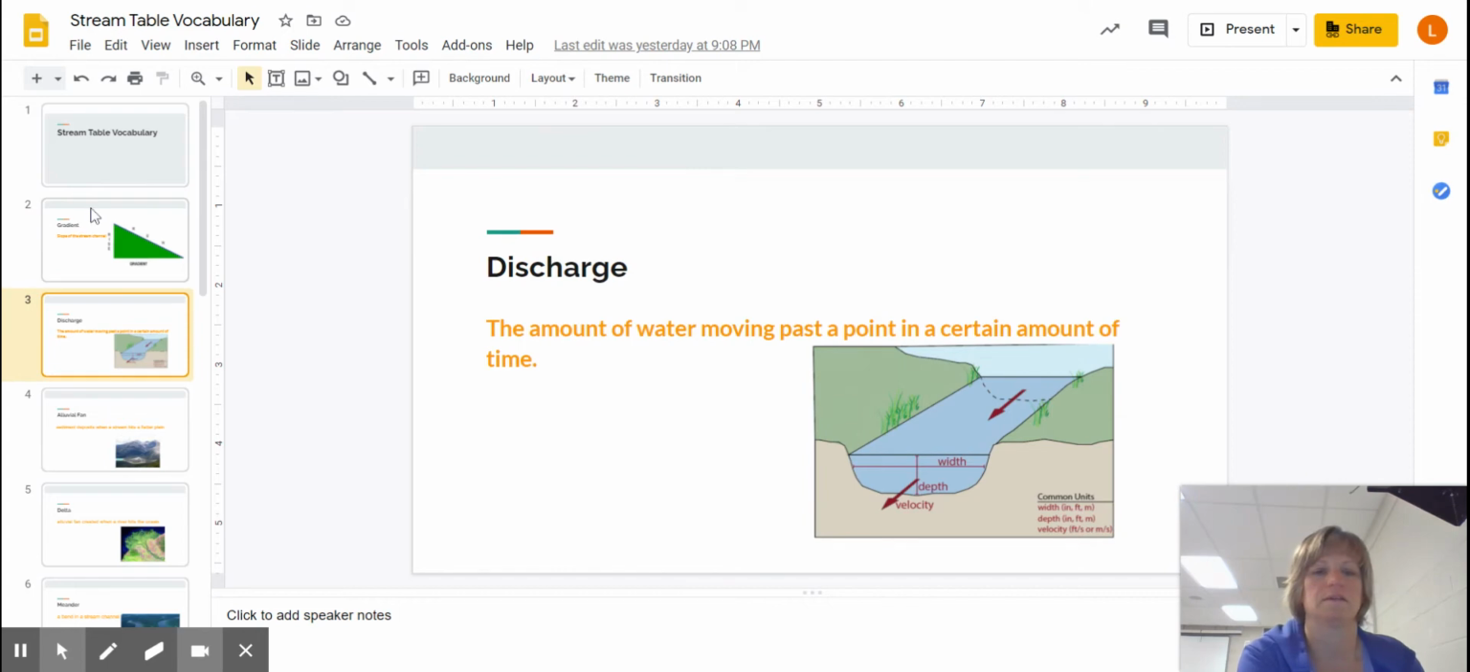Now this one is very closely connected to speed. So the discharge of a stream, and sometimes you hear it called discharge rate, is the amount of water moving past a certain point in a certain amount of time. So I picked this picture because you notice the arrows and it says velocity, which is speed in a direction. So that is really similar to discharge. So basically how fast the water's moving.